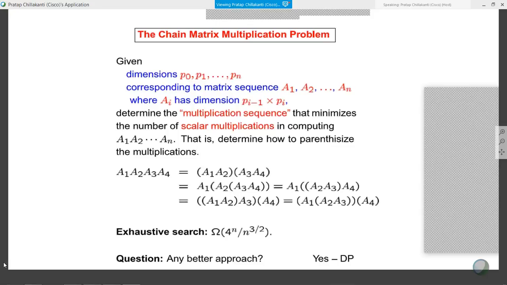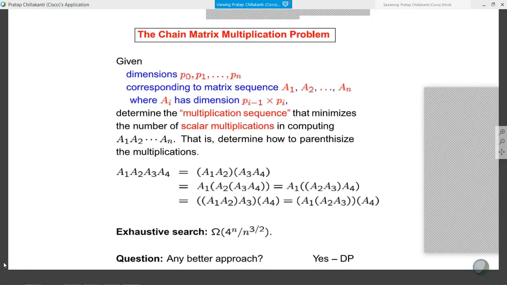Okay, so to put it in other terms, what it means is how do you parenthesize the multiplications? Now, this way I was referring to the formula. You can see that exhaustive search gives you an omega of 4 raised to n over n raised to 3 by 2. Don't even ask me how we came to that number. Some smart aleck did that and I take it. I never generalized it. Somebody has done the formula and we use it. That's a lot of search time.